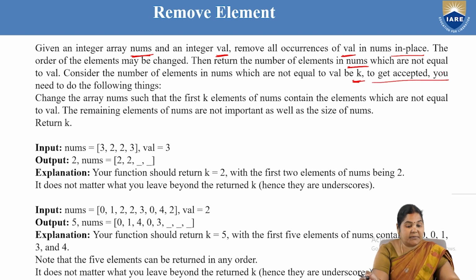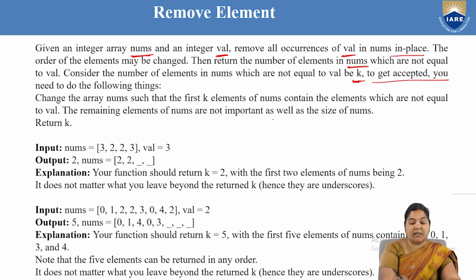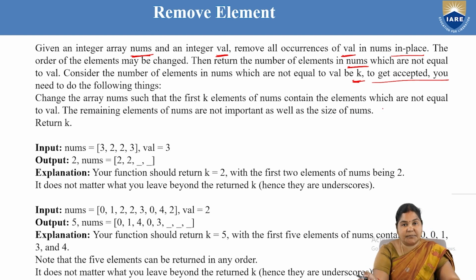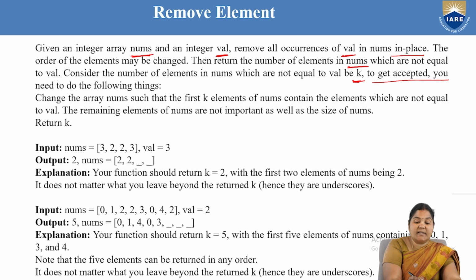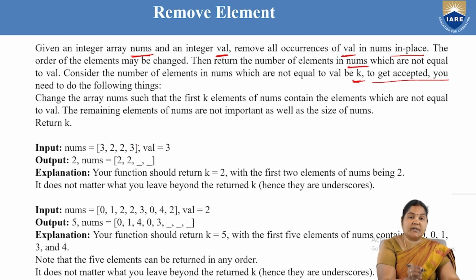To get accepted, you need to do the following things. Change the array nums such that the first k elements of nums contain the elements which are not equal to value. Okay. The remaining elements of nums are not important, as well as the size of nums. Okay. Now let us understand the problem statement through test cases. First test case says that nums array contains 3, 2, 2, 3 and value is equal to 3.